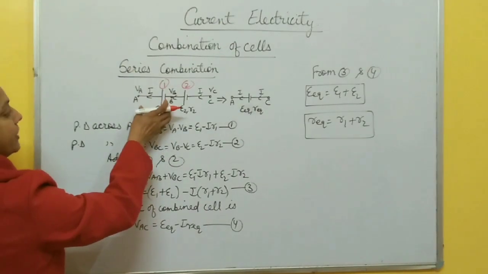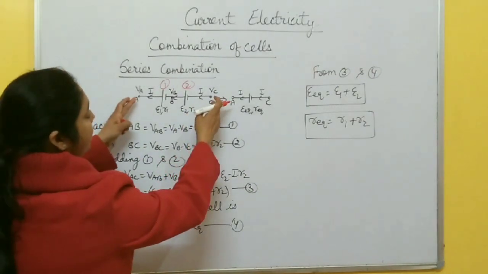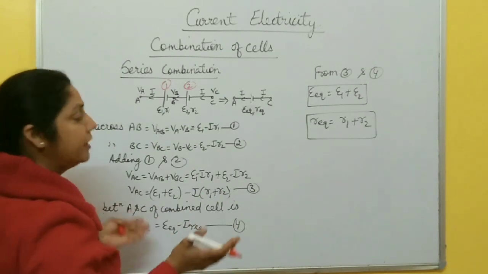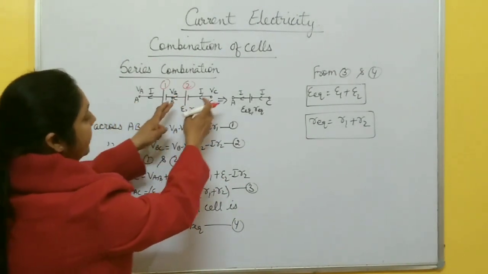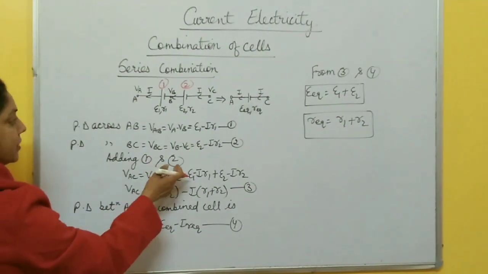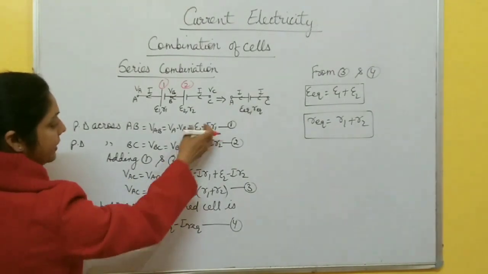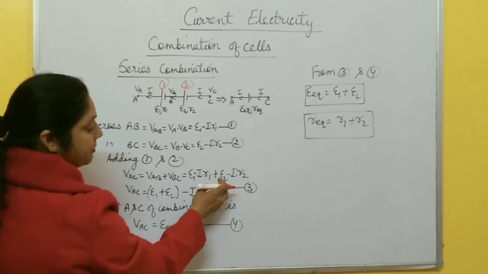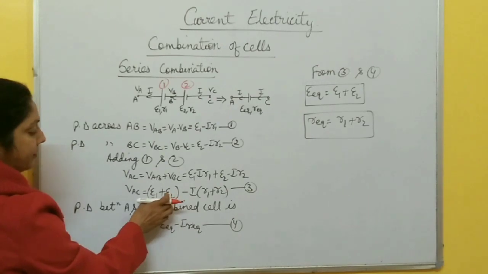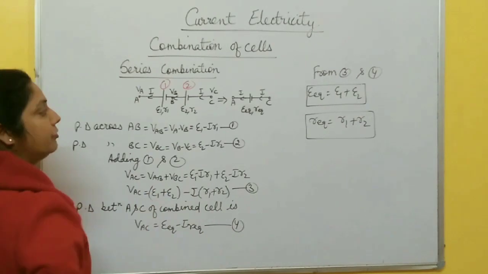So we get the potential difference across AB and BC. Now you add these two, you get the total potential difference across points A and C, because potential is a scalar quantity. You just add the potential difference across AB and BC, you get the potential difference across AC. So adding these two equations, VAC is equal to E1 minus IR1 plus E2 minus IR2. You take E1, E2 to one side: VAC equal to E1 plus E2 minus I times R1 plus R2. This is equation number 3.